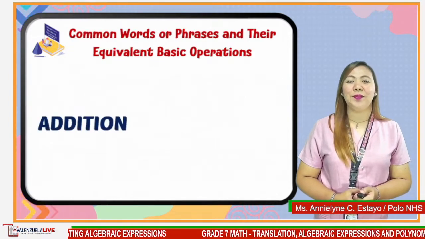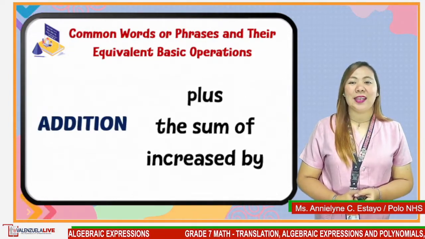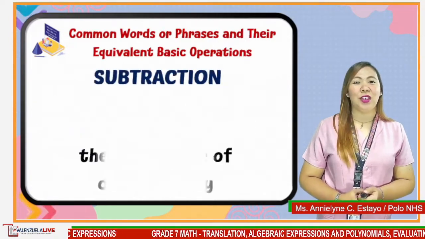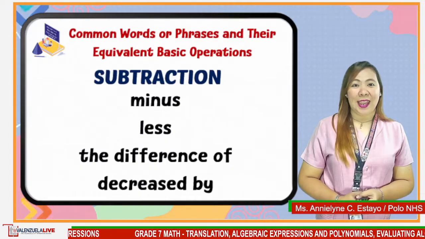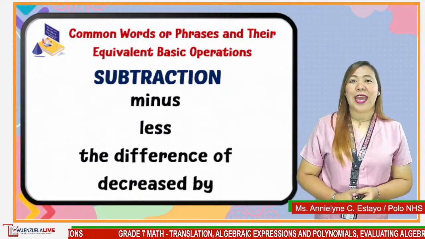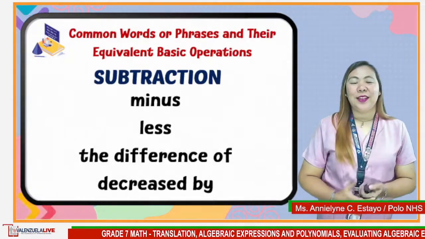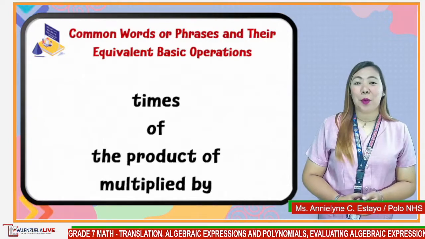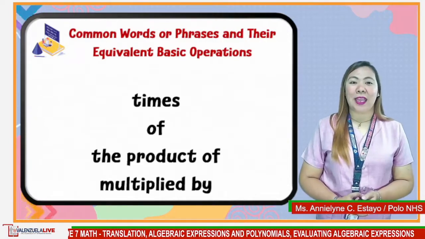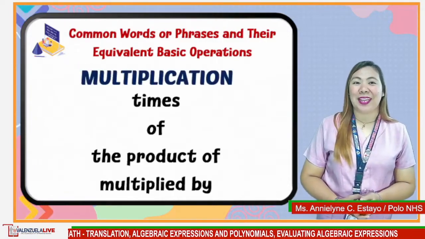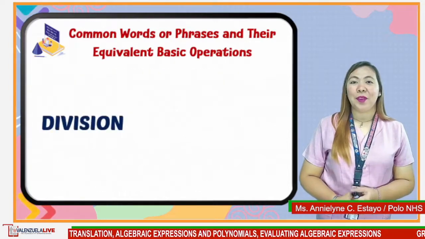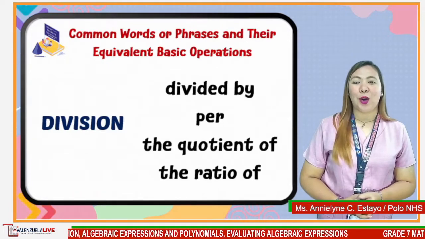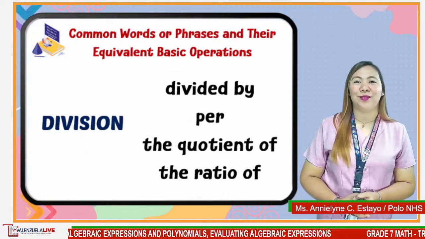In addition, we can use plus, the sum of, and increased by. For subtraction, we have minus, less, the difference of, and decreased by. The words or phrases like times, of, the product of, and multiplied by can be used in multiplication. And lastly, for division, we can use divided by, per, the quotient of, and the ratio of.